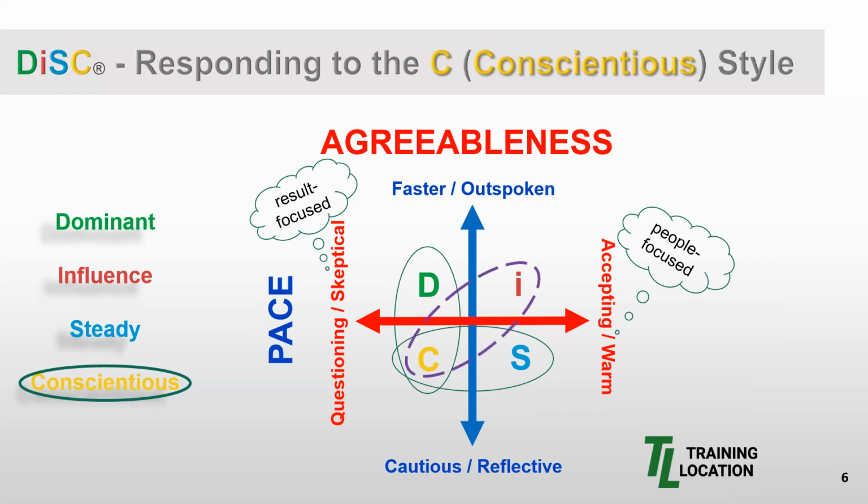Again, with our focus on the C style, we know that a C comes from a cautious and reflective pace combined with a questioning and skeptical agreeableness. And again, I call them result focused. When the C needs to interact with an I, or the influence style, the first thing the C considers is that the I has a what? Faster and outspoken pace combined with an accepting and warm agreeableness, or people focus.